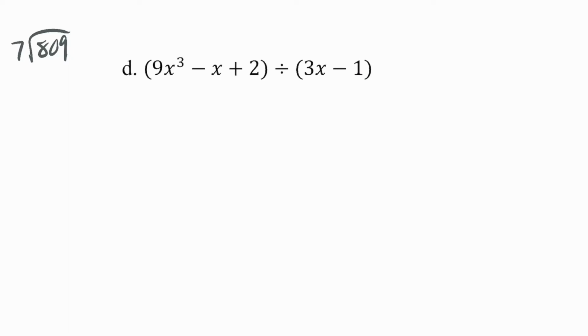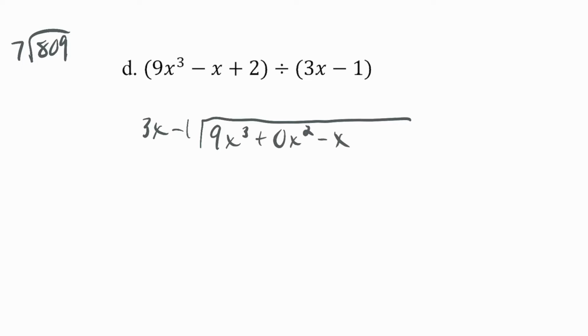So this one, notice that this is a cubic polynomial, degree 3. I don't have a quadratic term, so I have to put that in. So we'll do a 3x minus 1. And you might have noticed so far the leading coefficient in the divisor. In the first two cases, I think it was 1. In the third case, it was negative 1, and now we have 3. So we might end up with fractions at some point because of this 3. So 9x cubed plus 0x squared minus x plus 2.